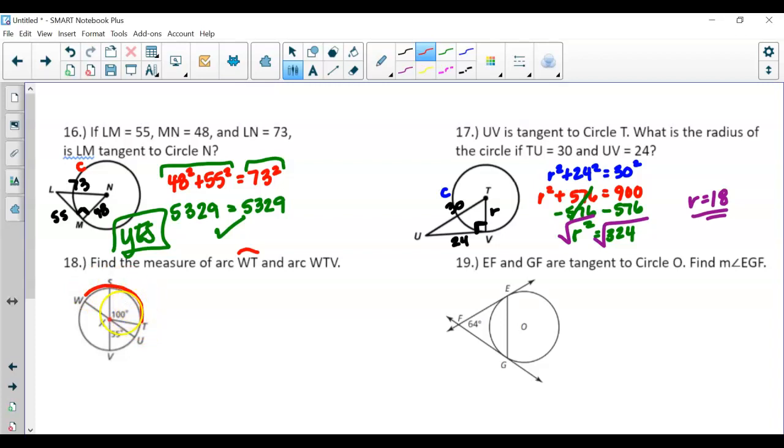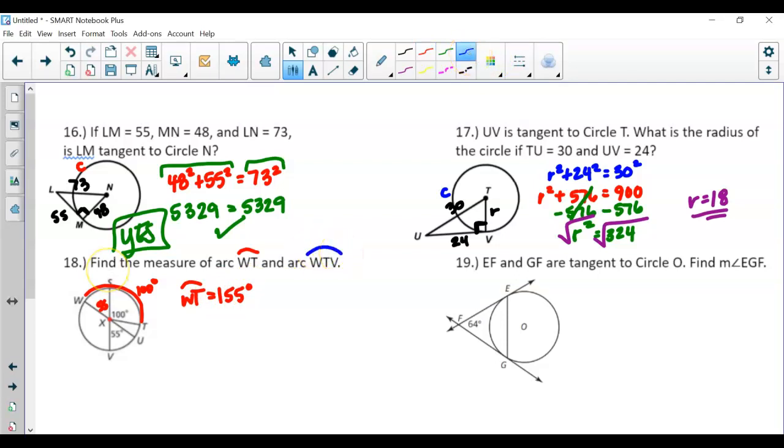Now we already have 100 degrees from the central, but we're missing this piece. But notice we have vertical angles. So if this is 55, now here I also have 55. So that means, now again, we do have the vertical because of the two diameters. So that's why here the measure of arc WT is 155 degrees.